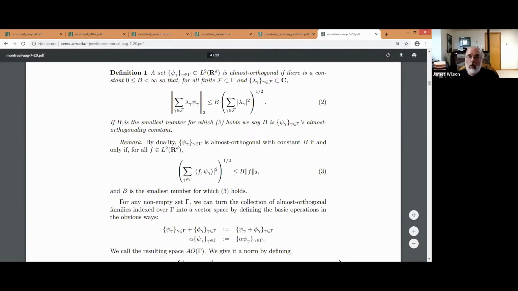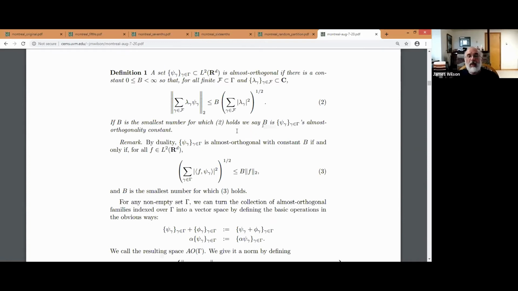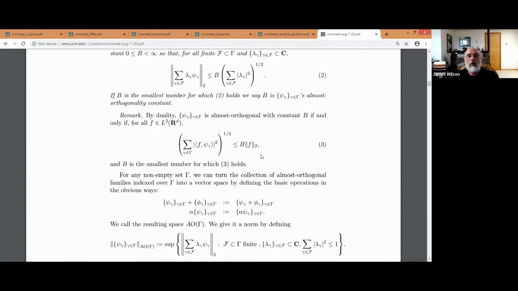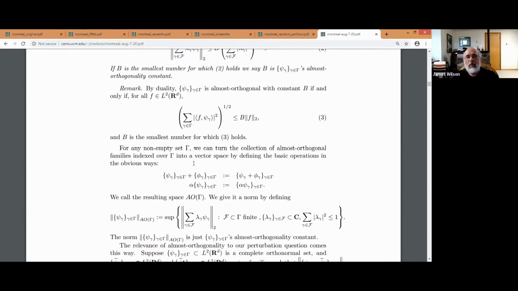And if b is the smallest number for which this always holds, then b is called this family's almost orthogonality constant, or almost orthogonality norm, okay? Now, by an easy duality argument, this is almost orthogonal with constant b if and only if for all f in L2, you have this inequality holding, and b is the best constant for which it holds. It's a very easy argument, using duality.